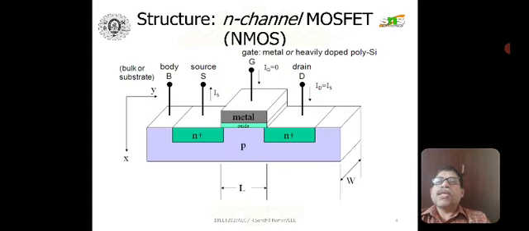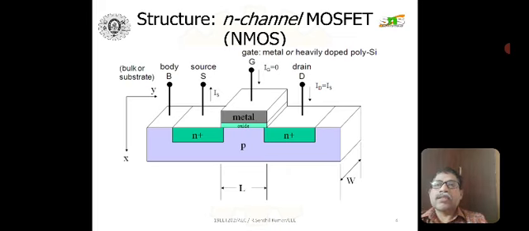The terminal B stands for body, the substrate, and S stands for the source, which is taken from the N plus diffused material on the left hand side, and D is the drain, which is taken from the N plus diffused material on the right hand side. The gate is from the metal, which is heavily doped silicon, and an oxide layer is there, which we have not discussed earlier. The oxide layer is acting as a dielectric.